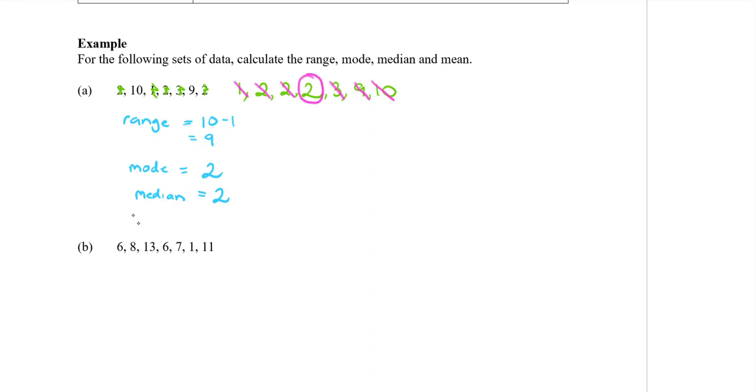And the last one is the mean. The mean, you need to add up all of your scores and then divide by the number of scores. So you'll need a calculator for this, probably.